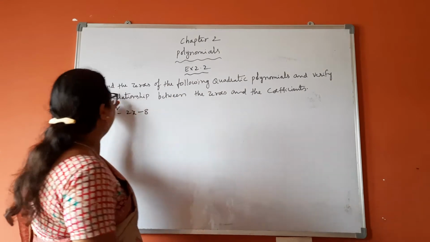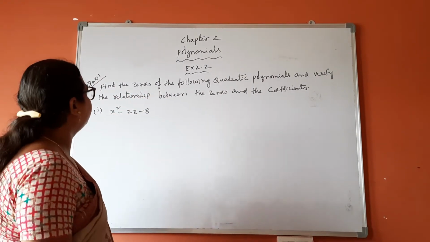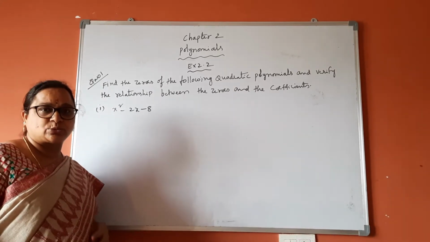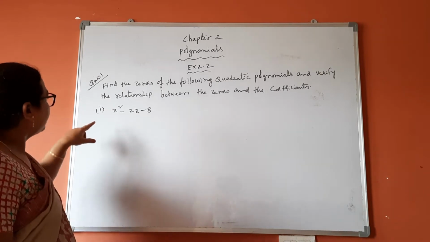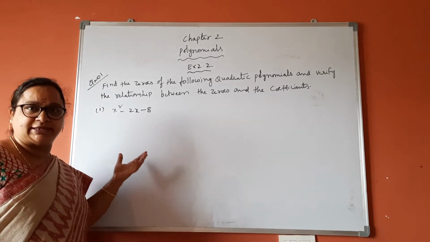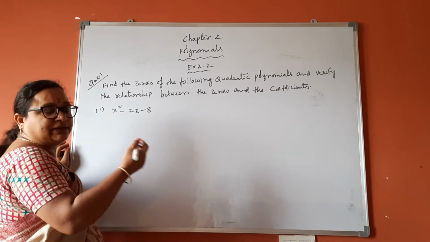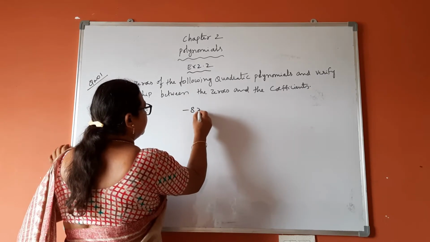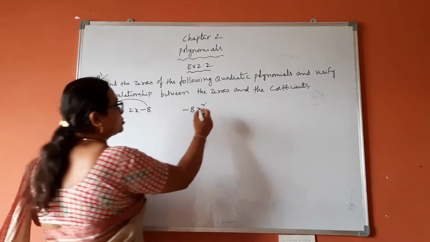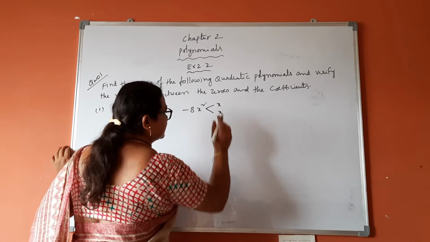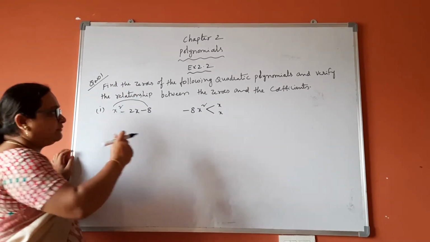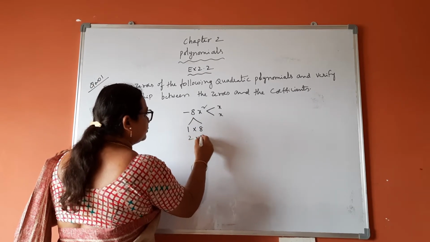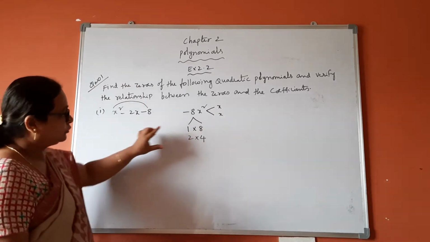Exercise 2.2. Find the zeros of the following quadratic polynomials and verify the relationship between the zeros and the coefficients. The given quadratic polynomial is x square minus 2x minus 8. We find zeros of this polynomial by splitting the middle term. What is the first step in splitting the middle term? We multiply first term and last term: minus 8x square. For x square, the factors are x and x. X into x is x square. For 8, we will find factors. 8 is nothing but 1 into 8, 2 into 4.